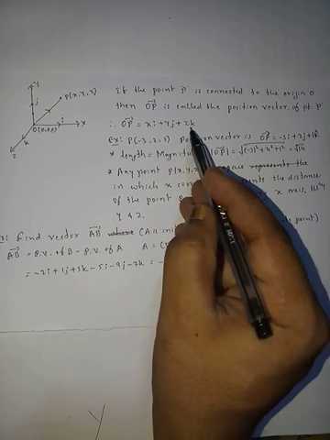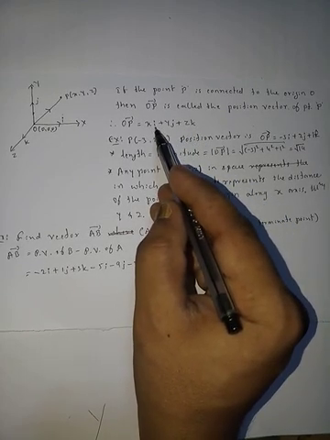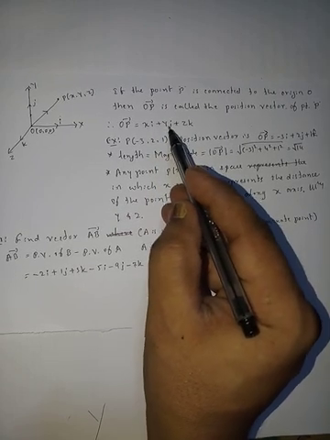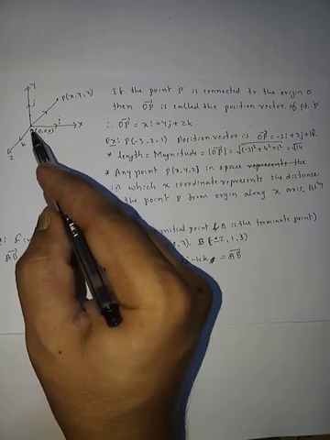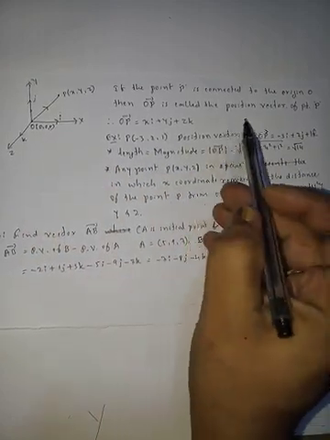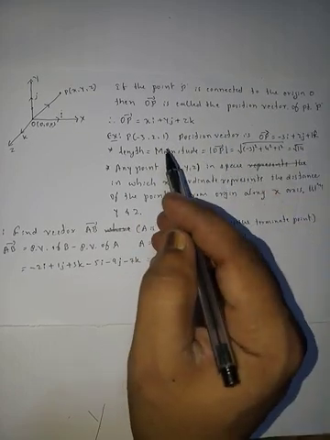plus yj plus zk. So this i is the unit vector along the x-axis, j is the unit vector along the y-axis, and k is the unit vector along the z-axis. Okay, this is the way we write the position vector in a plane. Okay, taking one simple example.